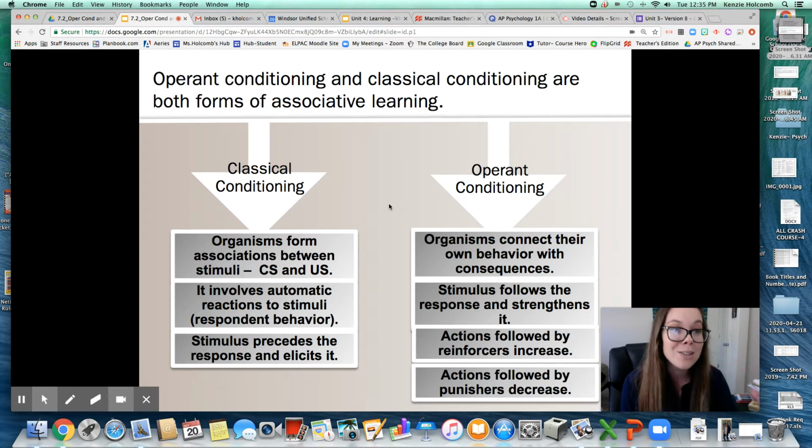So the more that you do it, the more acquisition you have, the stronger the reward connection is, and actions followed by a punisher decrease, and we're going to talk about that today. So hold on to that thought, write it down, and it'll make sense once we finish up our operant conditioning lesson. All right.